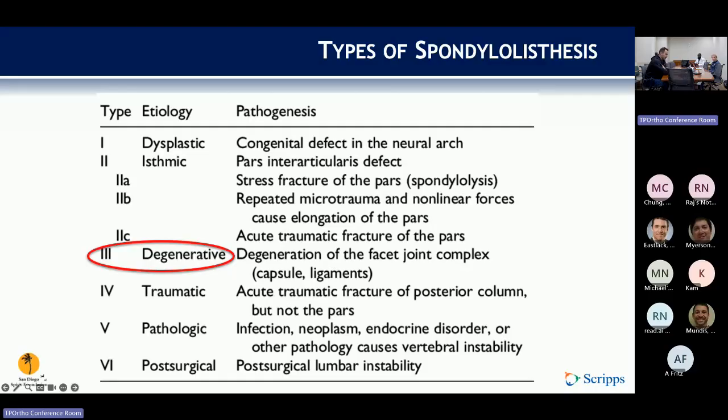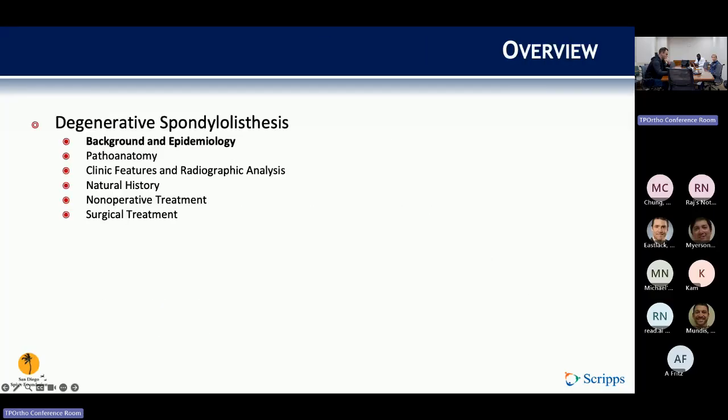So in general, spondylolisthesis is described and classified into 6 different subtypes: dysplastic, isthmic, degenerative, traumatic, pathologic, and post-surgical. Today we're going to be mostly focusing on the degenerative subtype, which includes degeneration of the facet joint capsule. So here's a little bit of an overview about what we're talking about for some background in epidemiology.